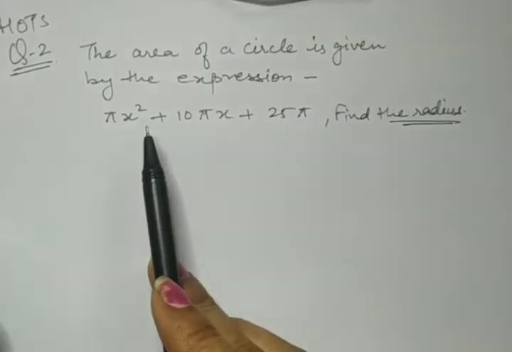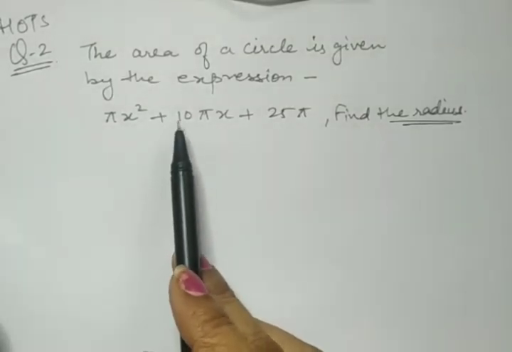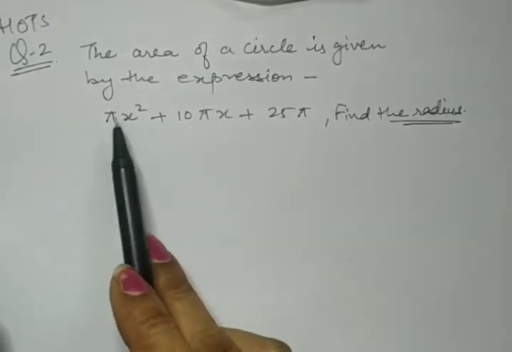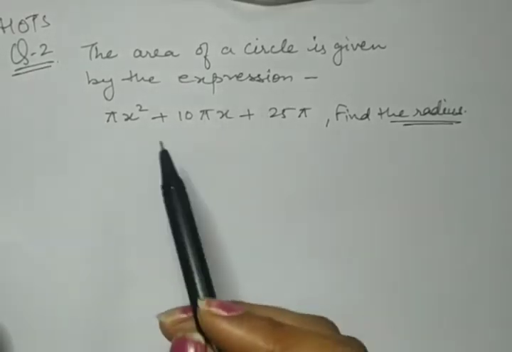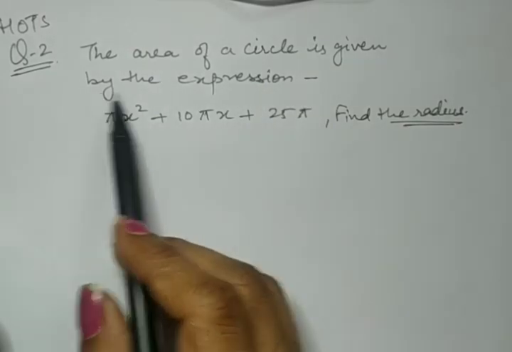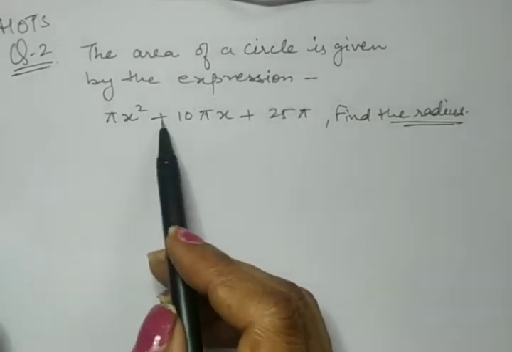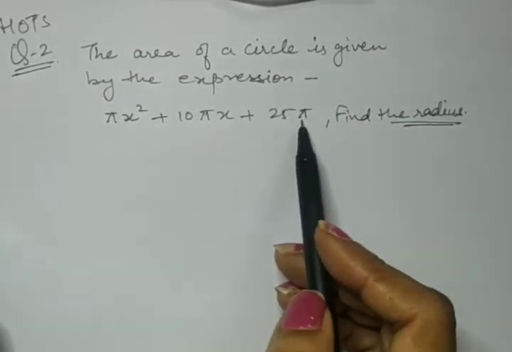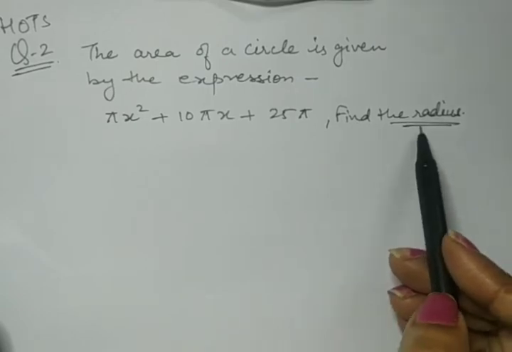Dear students, this is the last question of this topic, algebraic identities. This is the question from HOTS. The question is, the area of a circle is given by the expression, that is pi x square plus 10 pi x plus 25 pi, and we have to find the radius of the circle.